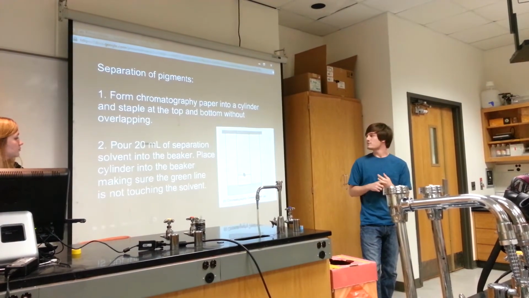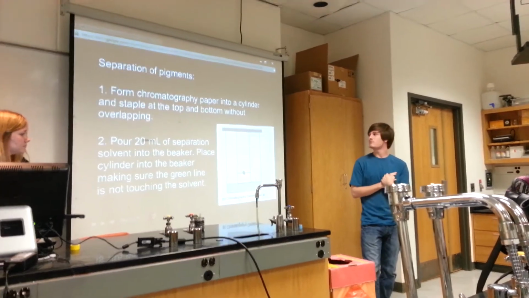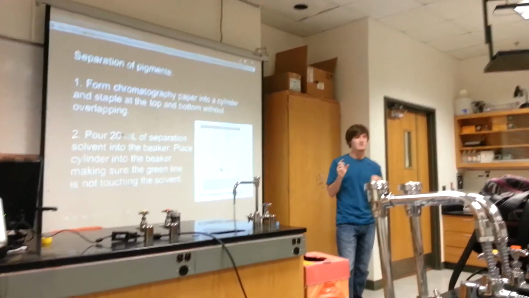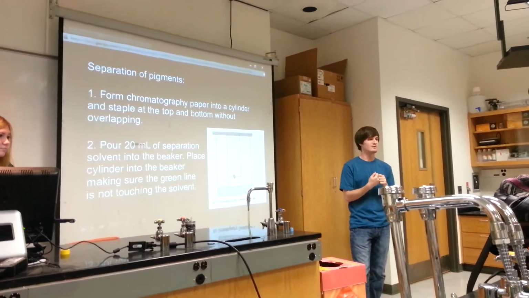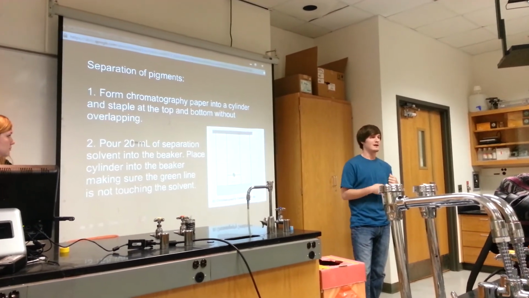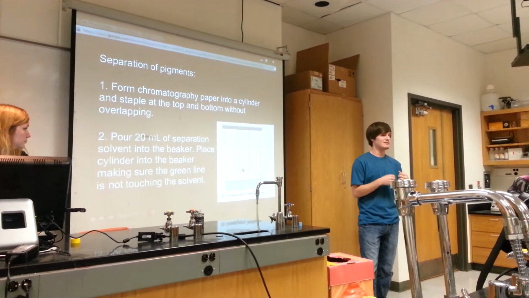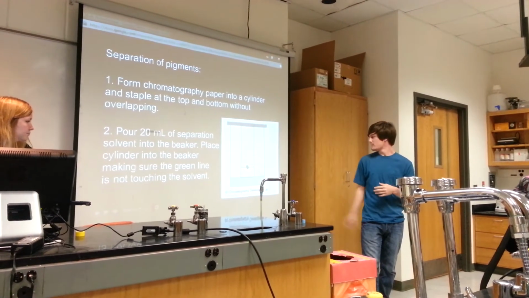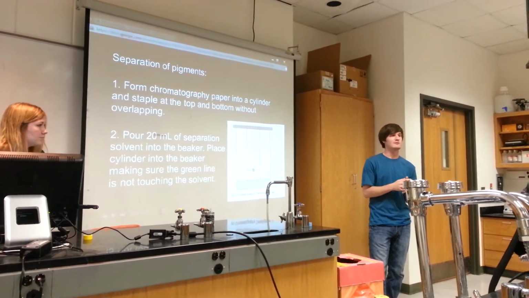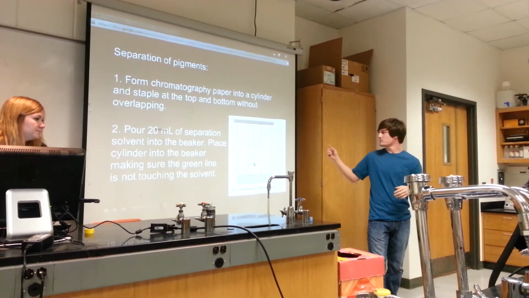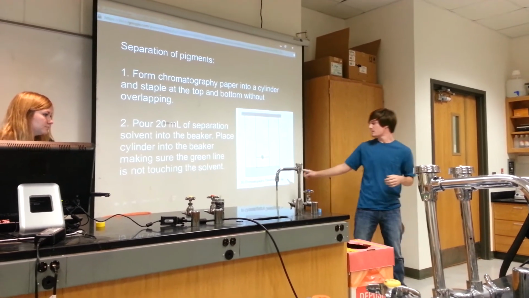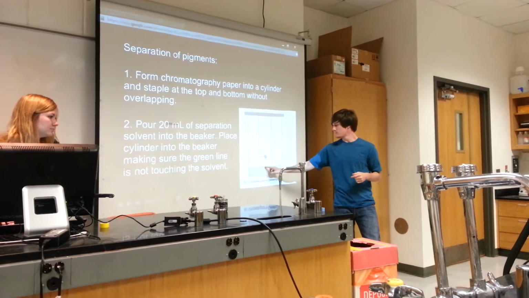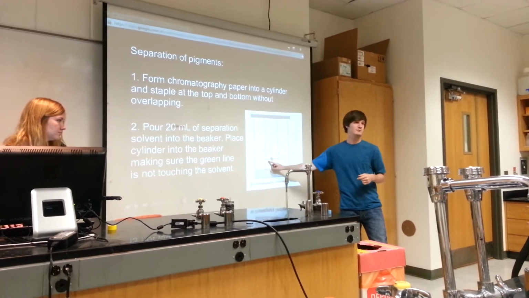And now the actual separation begins. First, with the chromatography paper, you have to form it into a little cylinder and staple it at the top and the bottom, making sure that it doesn't overlap. Then into your beaker, you put your separation solvent, only 20 milliliters. When you put your cylinder in there, make sure that it's barely touching at the bottom. You don't want the separation solvent to touch the line.